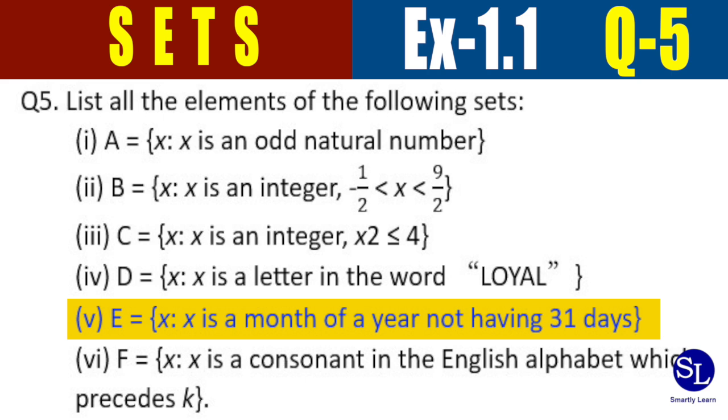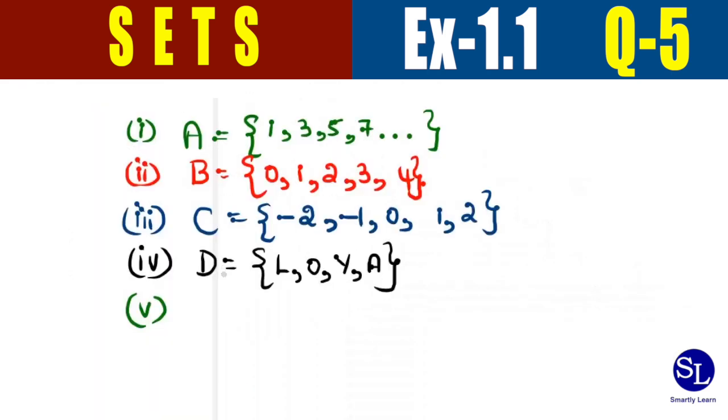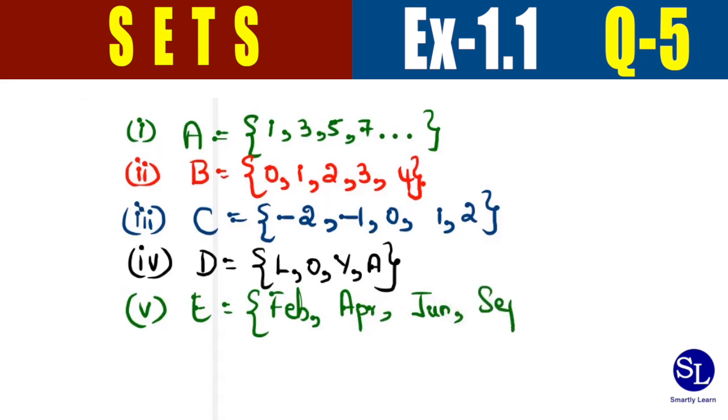Now let us look at the next subdivision. Set E has x such that x is a month of a year not having 31 days. So you're going to list all the months in a year without 31 days. February does not have 31 days. Then April does not have 31 days. June does not have 31 days. September does not and November does not. All the other months in the year have 31 days, hence they are not part of this particular set E.